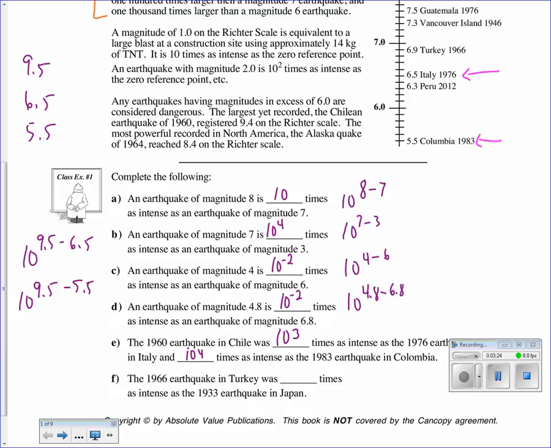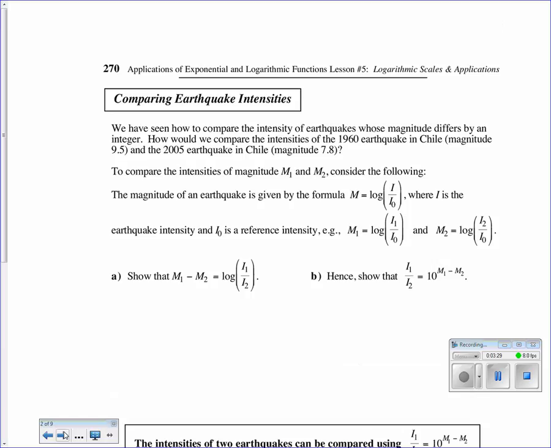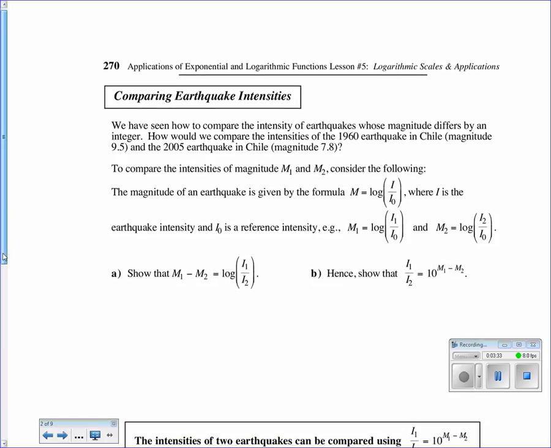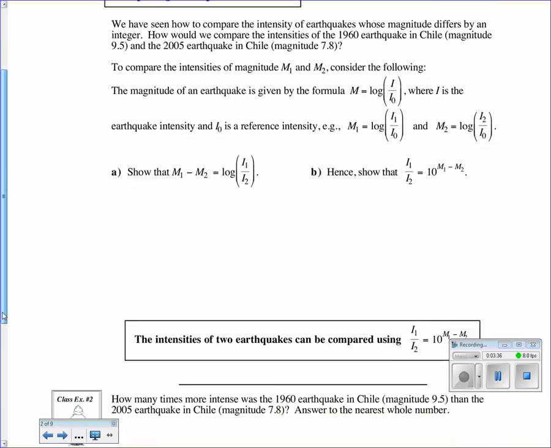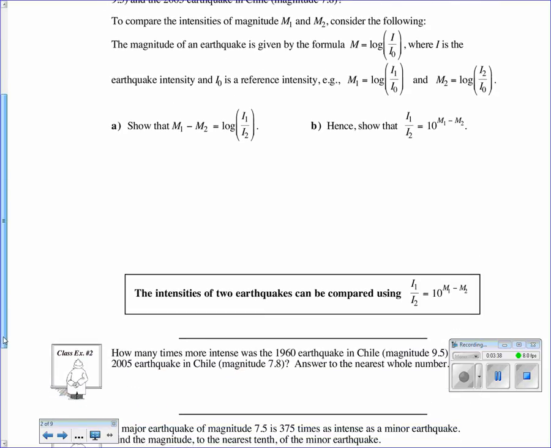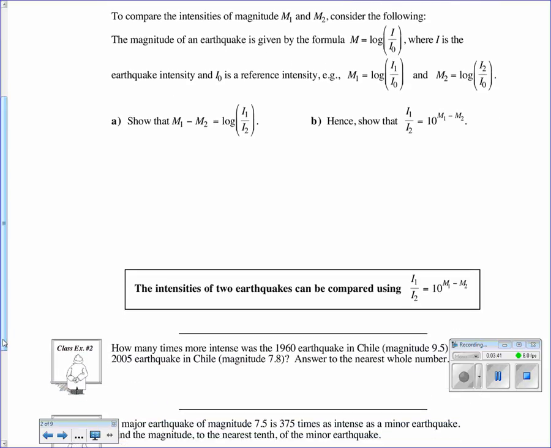So earthquake intensity is something that you might have heard a little bit about. Edmonton isn't that well known for earthquakes, but earthquake intensity actually has a formula that we should take a look at. The magnitude of an earthquake, as listed on the Richter scale, is defined as the log of the intensity of the earthquake as experienced, divided by a base intensity.